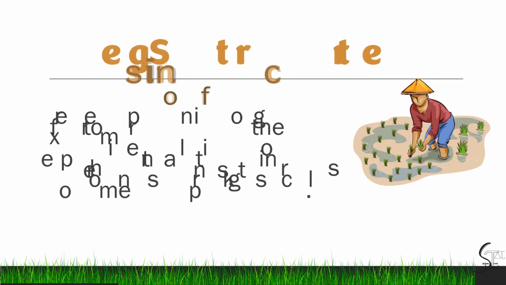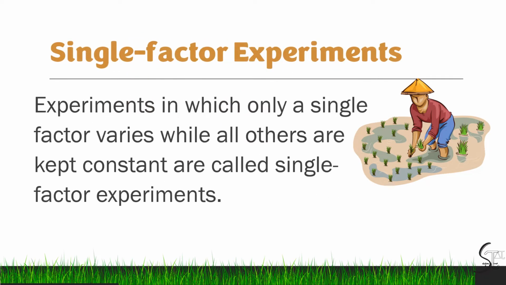And then another term is single factor experiments. So experiments in which only a single factor varies while all others are kept constant are called single factor experiments. In such experiments, the treatments consist solely of the different levels of a single variable factor. In other words, all other factors are applied uniformly to all plots at a single prescribed level. So you can call that a single factor experiment.